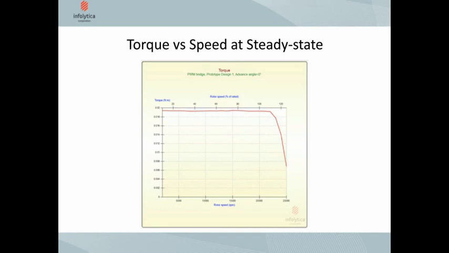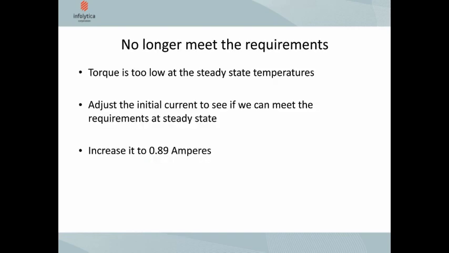So because the torque is too low, we're going to adjust the initial current to see if we can improve it enough to meet requirements at steady state. So we're going to try a new current value. We originally started with 0.83 amperes. We're going to move up to 0.89 amperes. That's a 7% change.